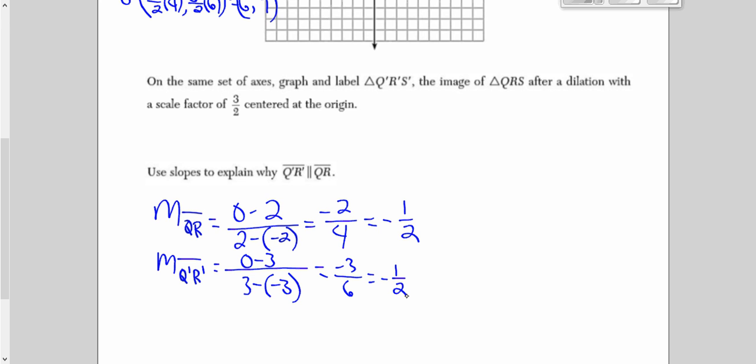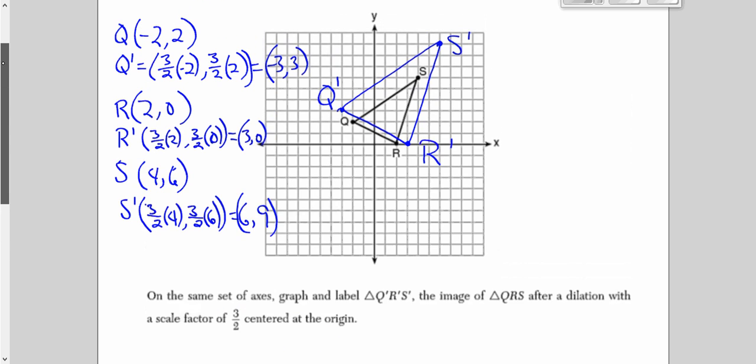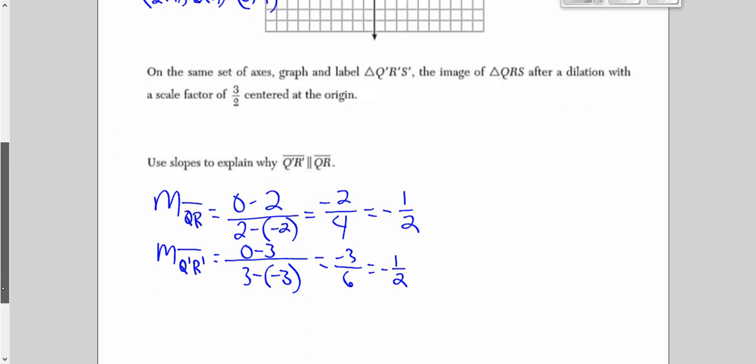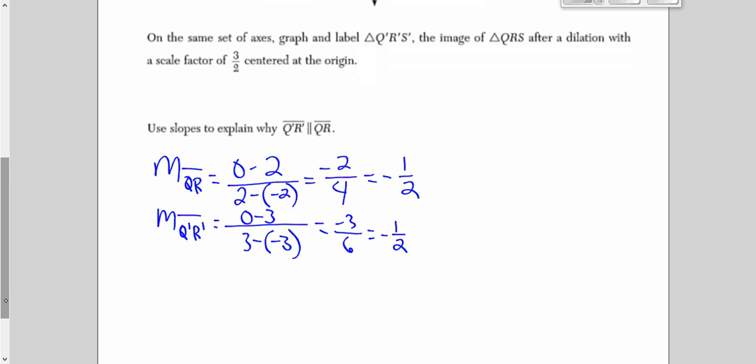Okay. Look at the coordinates. So take Q and R. What are the coordinates of Q? Negative 2, and R is 2, 0, right? 0 minus 2, y2 minus y1, over x2, 2, minus negative 2, just 2 plus 2, right? Similarly for the other ones. So if you got negative 1/2, now we have to explain.